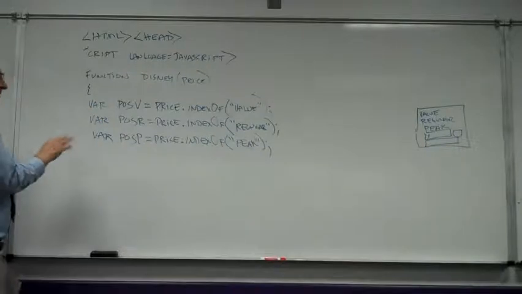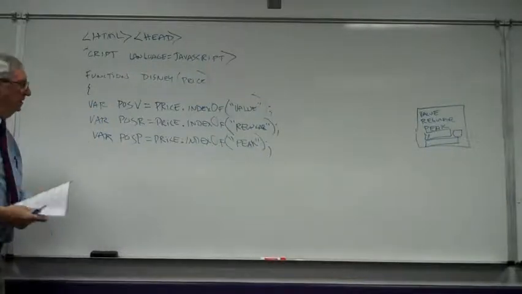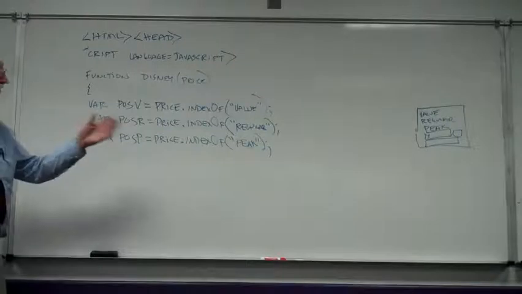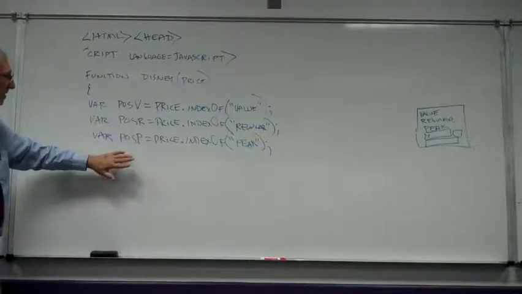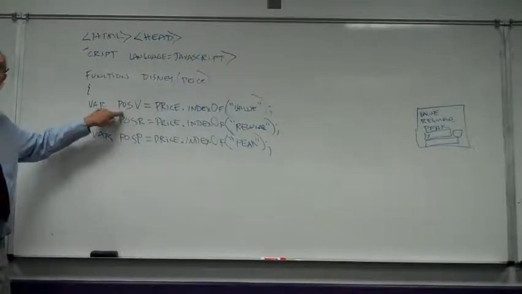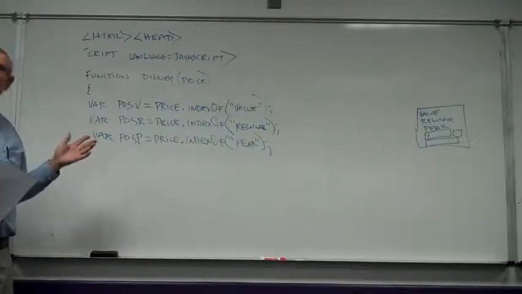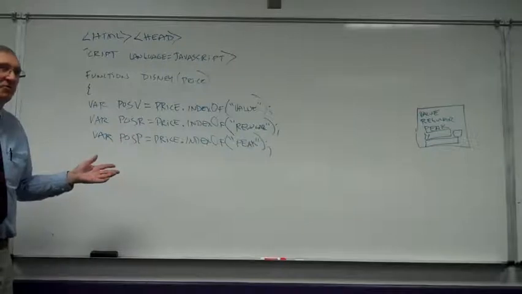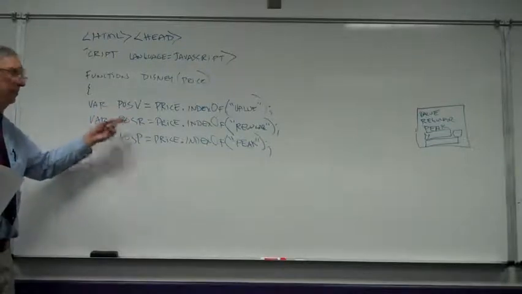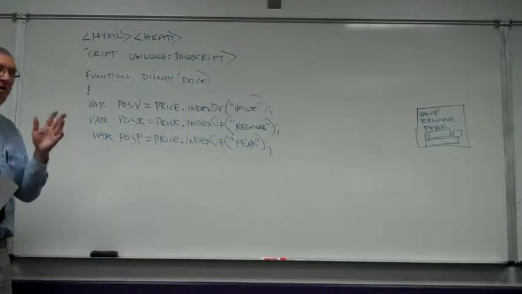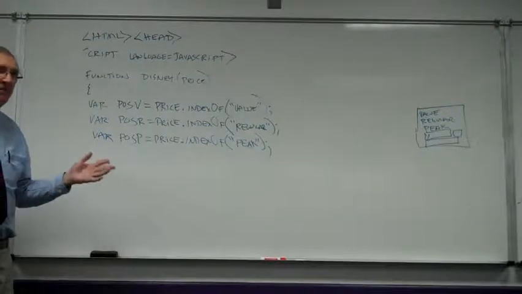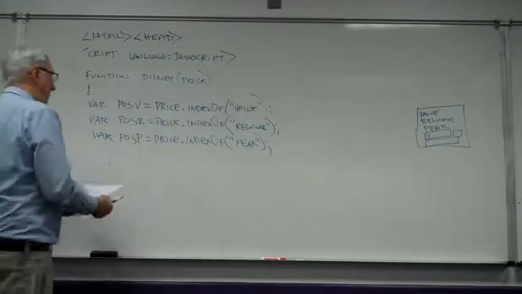So now, at this point, if they typed any of the words value, regular, or peak, one of these is going to have a number in it, and the other two are going to have -1s, because they didn't find those words. Make sense? So the positive one is the one that you want. If it's positive, that means that word is there. So here's what you do.